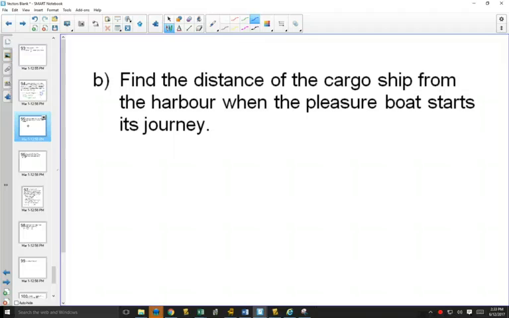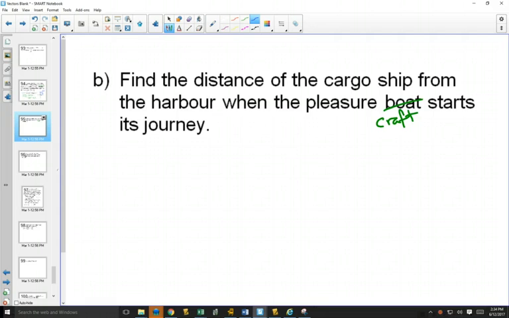Find the distance of the cargo ship from the harbor when the pleasure boat, I guess our yacht turned into a pleasure boat, starts its journey. Pleasure craft it should be. There we go. Pleasure craft.